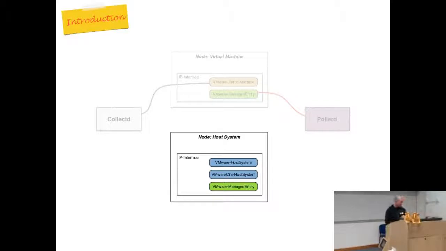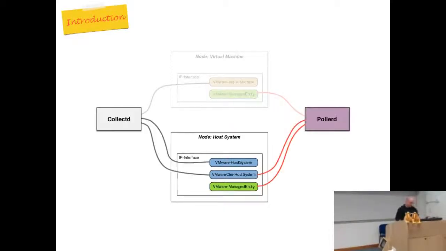Okay. How does a host system look in OpenNMS? Yeah, we just also create a node for each ESX host system. We assign a service called VMware host system. During the import, we create a VMware SIM host system service and also the managed entity, because that's the generic unique identifier in vCenter. This is how we assign the poller and collectd to the services.